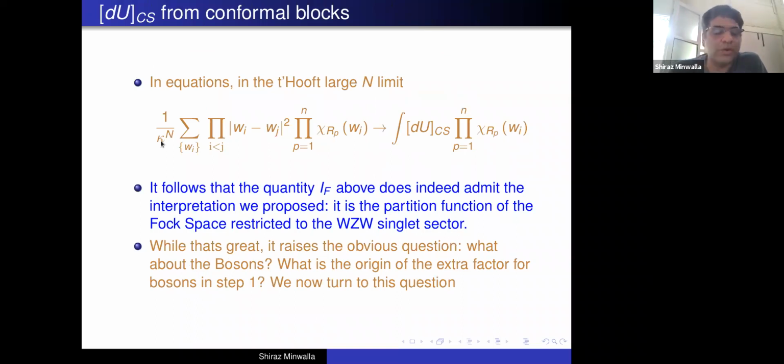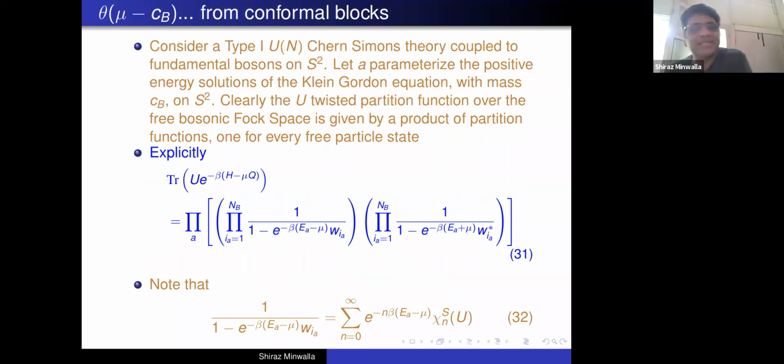Okay, so in equations, this discrete sum in the large n limit becomes the kind of thing that we were interested in. And then when you use that, you can easily convince yourself that that fermionic partition function is simply the restriction of the partition function over the restriction of fermions to the Wess-Zumino-Witten singlet sector for free fermions. Now that's great, but bosons weren't this simple, right? There was this additional theta function term. How does that work?